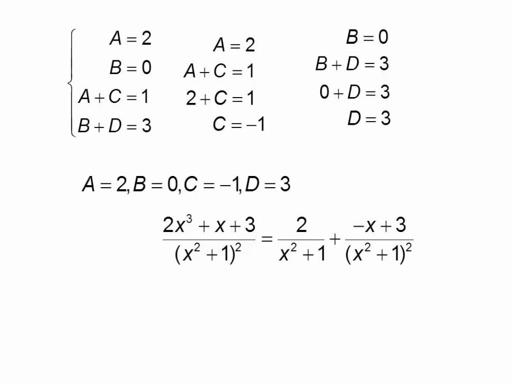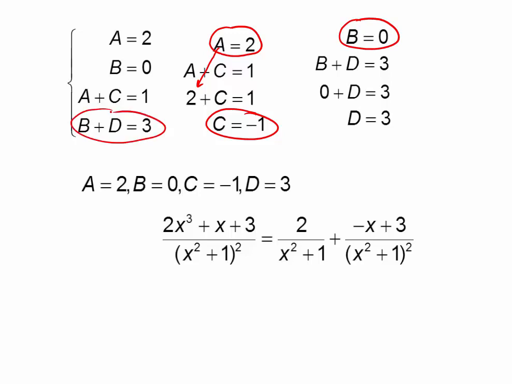Well, let's see. I know that a is 2, and I know that a plus c is 1, so I'm substituting 2 in there for a. And then subtract 2 from both sides, and I get that c is equal to -1. I already knew that b was equal to 0, so I'm just going to substitute that into this equation right here. So I put a 0 in there for b, and then it looks like d is equal to 3.